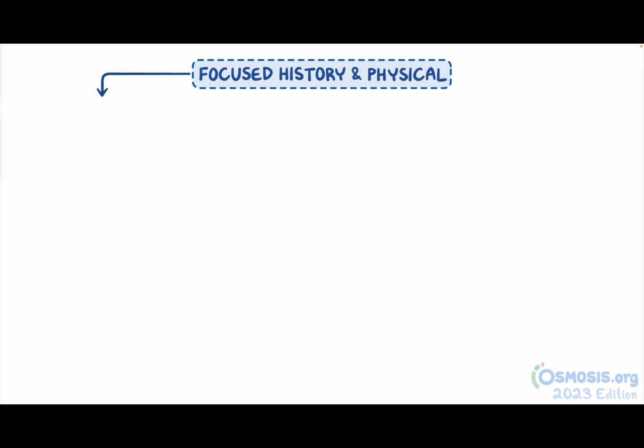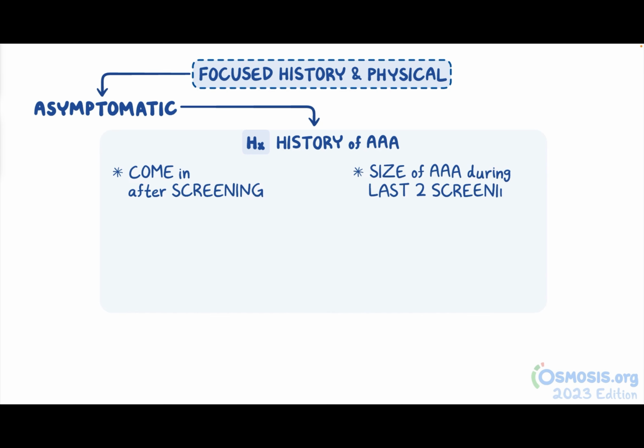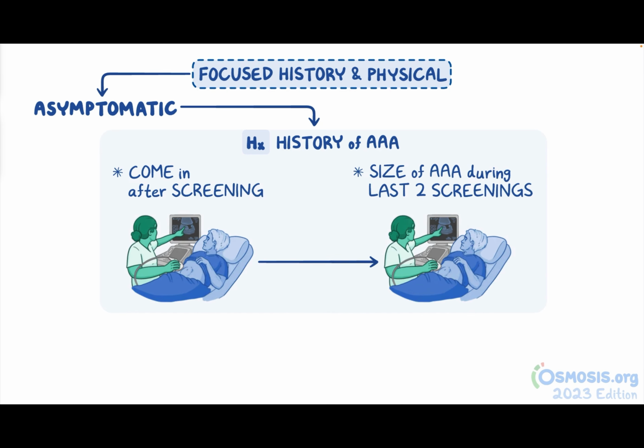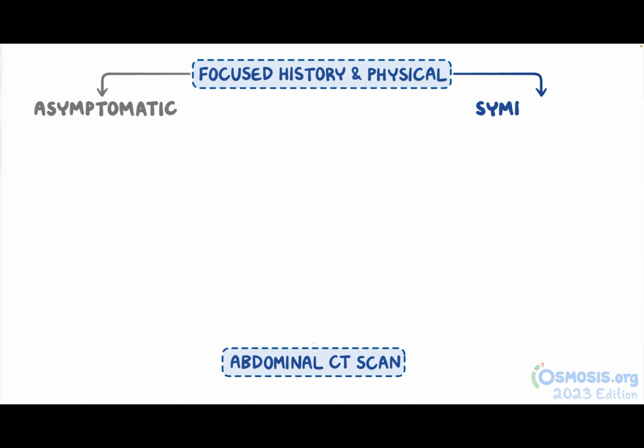Sometimes, patients will be asymptomatic with a history of AAA. They usually come in after screening. Be sure to ask about their last screening tests and the size of the AAA during the last 2 screenings to determine how much it has expanded. If the AAA is greater or equal to 5.5 centimeters or has increased more than 1 centimeter in size over the past year, your next step is to obtain an abdominal CT to measure its current size.